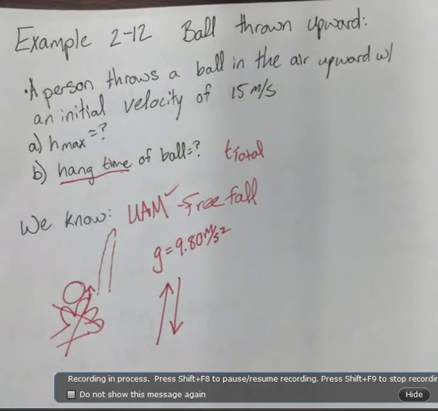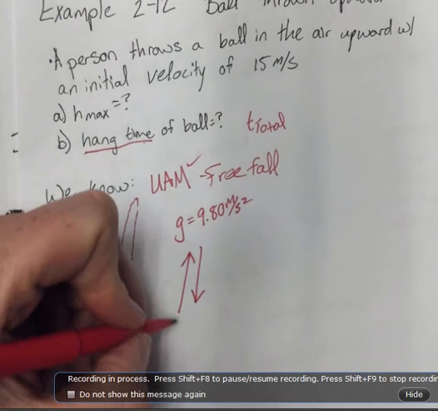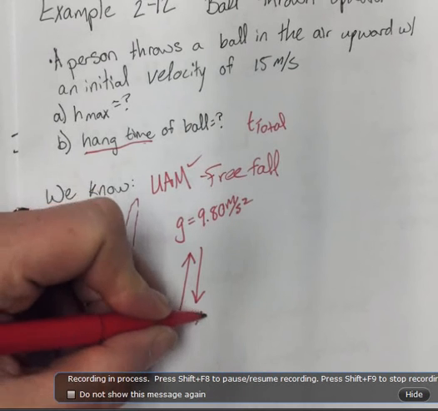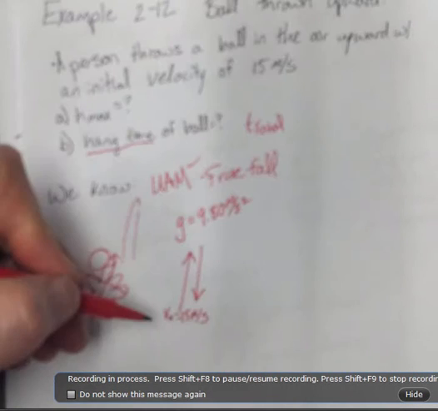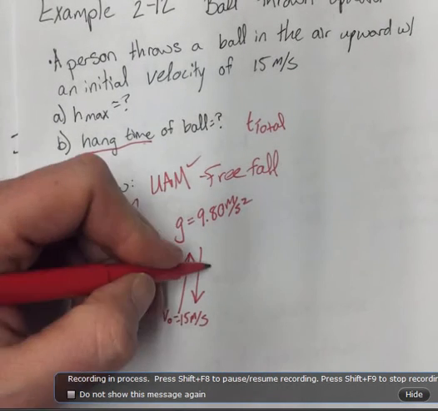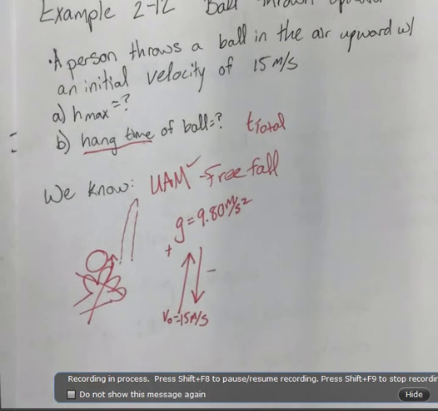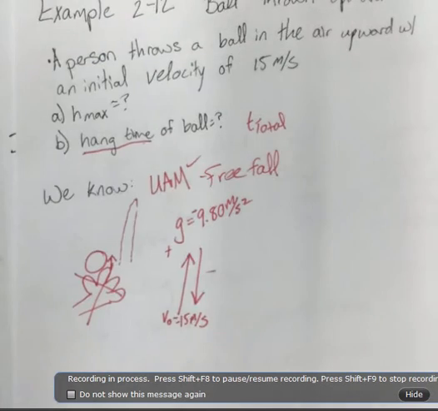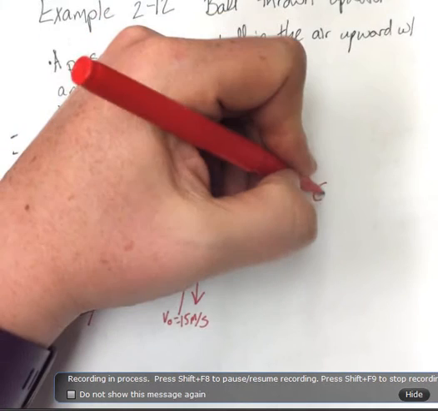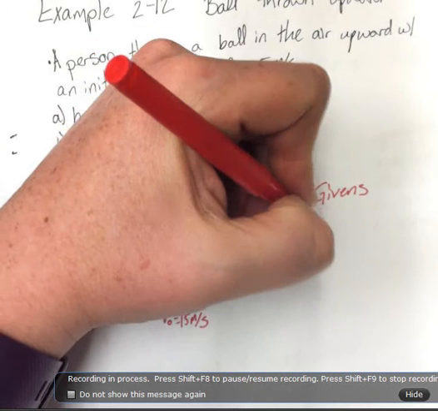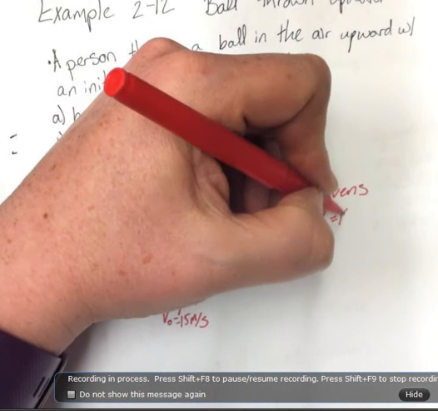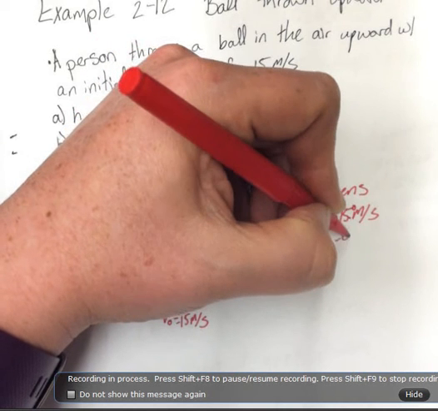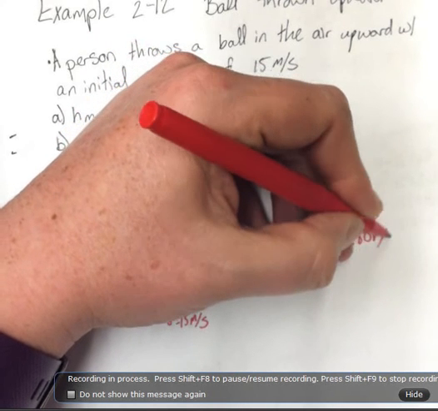Well, we know that when we set the ball to go up, its initial velocity is 15 meters per second. We're going to set up as the positive direction and down as the negative direction. So since up is positive, down is negative, our acceleration due to gravity is negative. Now, let's list out our givens. We know that our initial velocity is 15 meters per second. We know gravity is negative 9.80 meters per second squared.